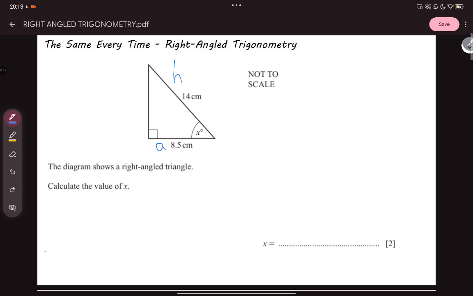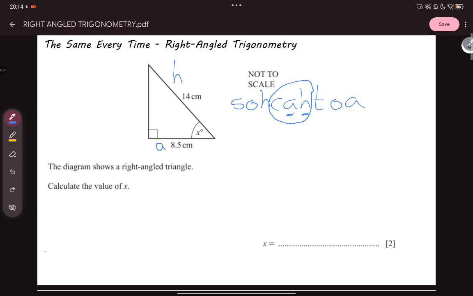So now we need to decide, trigonometry, are we using sine, cosine, or tan? And a lot of people remember this by SOHCAHTOA. So we've got the A side and the H side. So we've got A and H. So that tells us that we are in the CA part of this. So cosine. We are dealing with cosine.